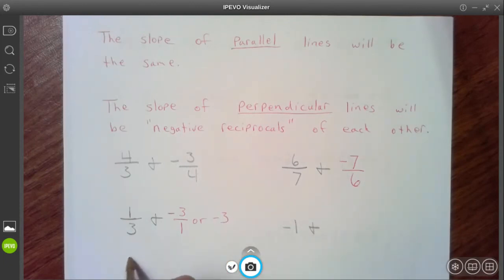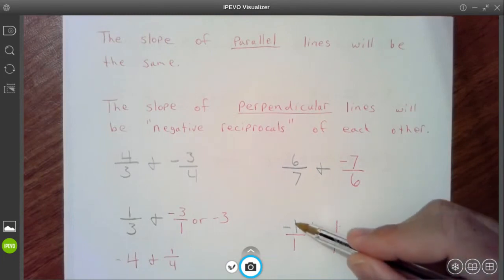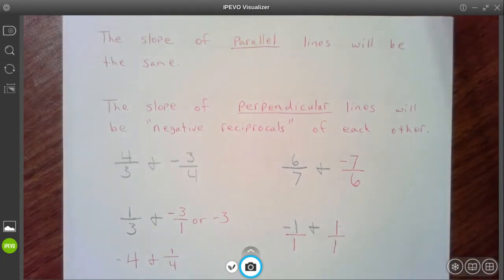Again, let's say you started with -4. If that was the slope of your original, the negative reciprocal of that would be positive 1/4. Hopefully you see what's going on there. And then this one's usually the one that trips people up. The negative reciprocal of -1 is just going to be positive 1. If you took -1 and thought of it as a fraction, it'd be -1 over 1. And if you flipped that, you still wind up with 1 over 1. So positive 1 and -1 are negative reciprocals of each other.